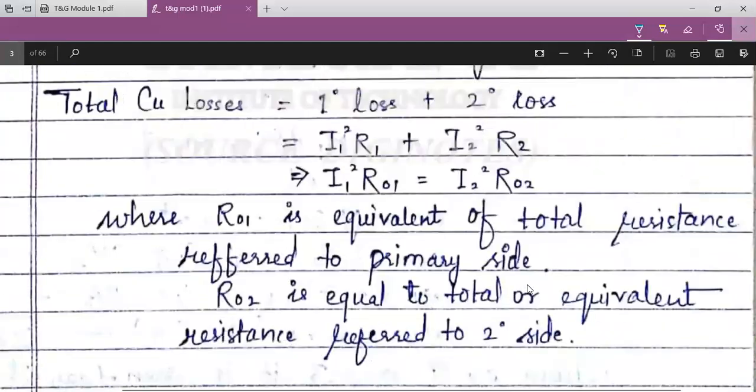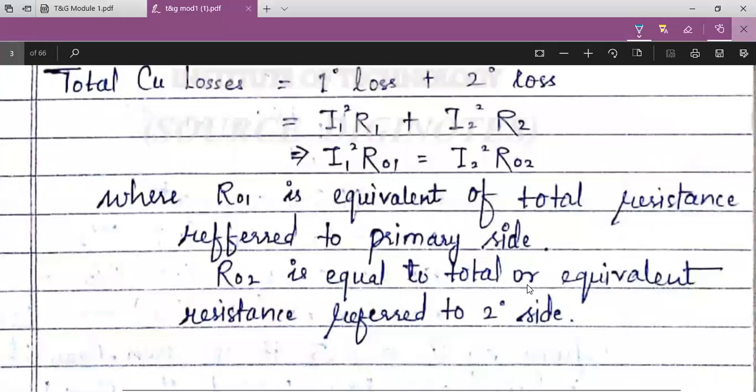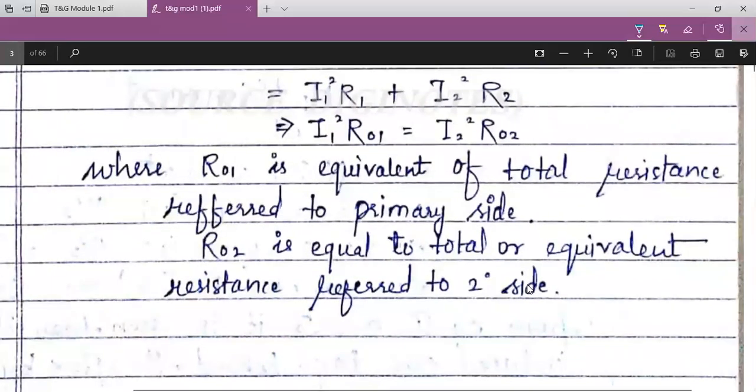So these are the basics. You will get to know them whenever we start the equivalent circuit diagram. All these will be there in your review portion, so I'm just glancing at these basics. You can see here R01. R01 is the equivalent of total resistance. Equivalent of total resistance means it includes primary winding resistance and secondary winding resistance, but it is referred to the primary winding.